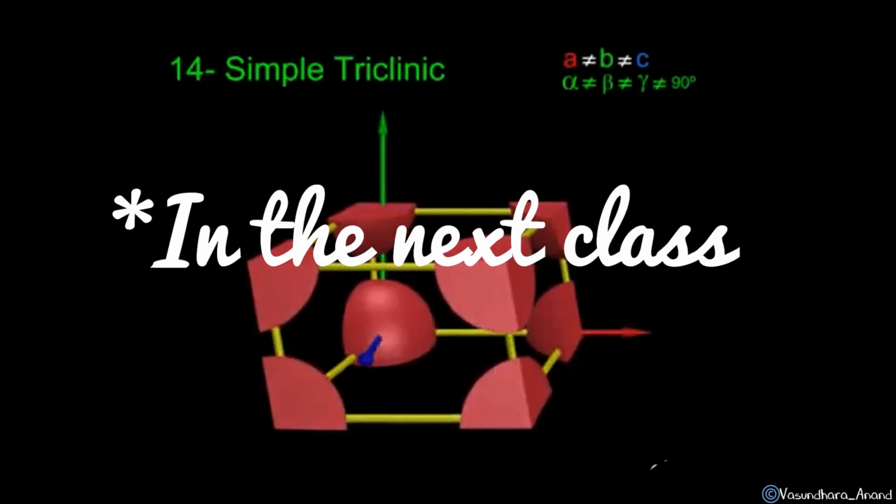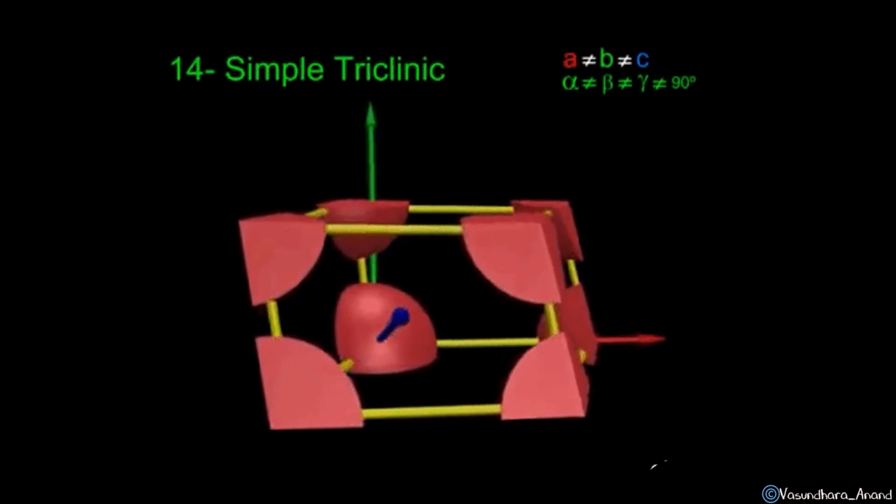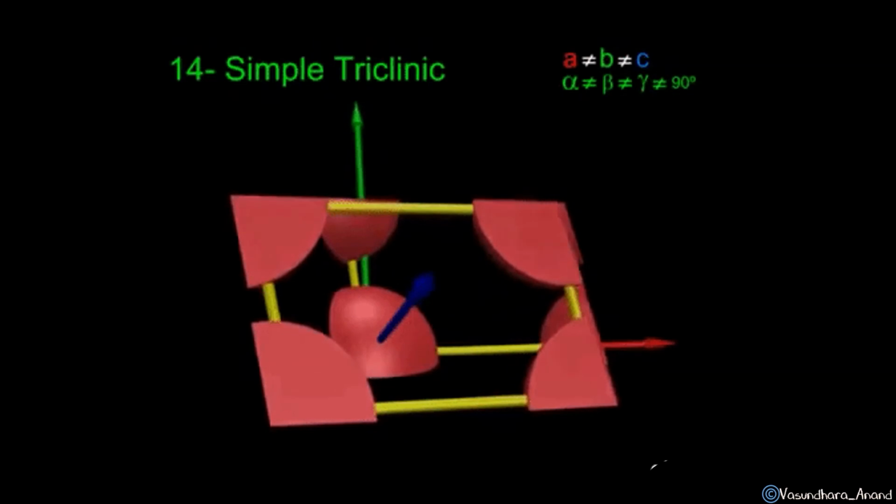So now in detail we will know the types of unit cell and their contribution and how they form the formula of the compound. So that will be done in the next class.